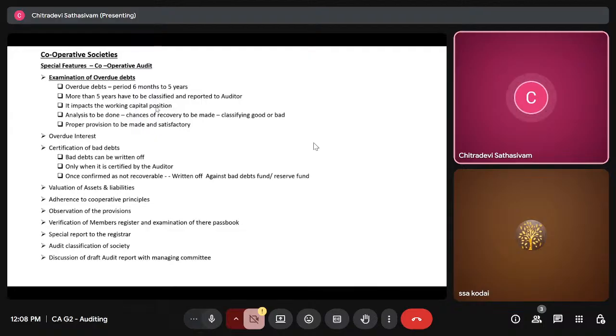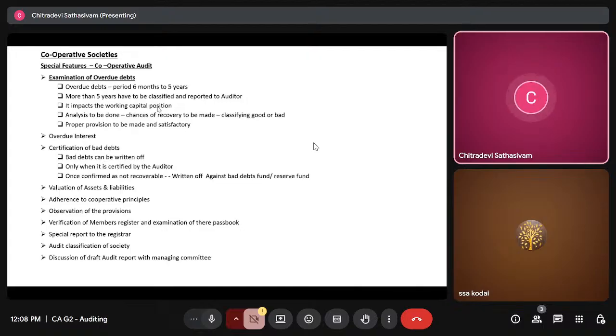Then the special report to the registrar. If you come across any fraud instance, any deviation from the provisions of the bylaws, or if the cooperative principles are not strictly followed, you must immediately report and qualify the report by reporting to the registrar. So the special report is for the purpose of identifying frauds and errors. Then audit classification of the society. You have to properly classify the audit.